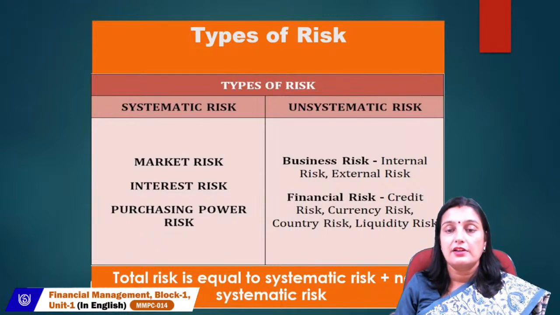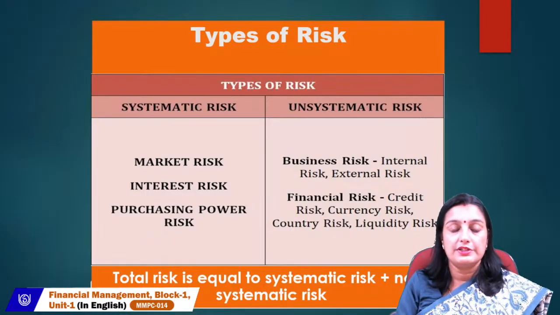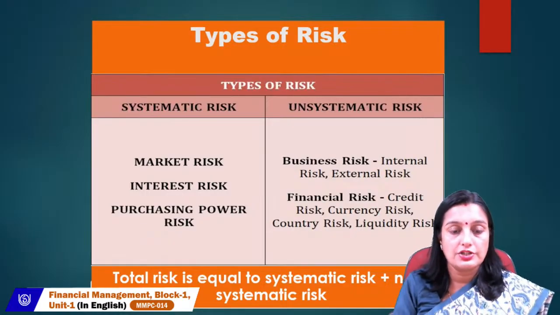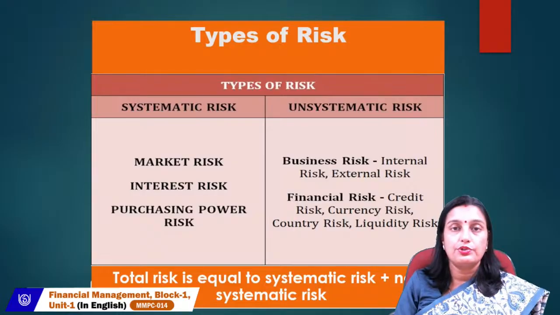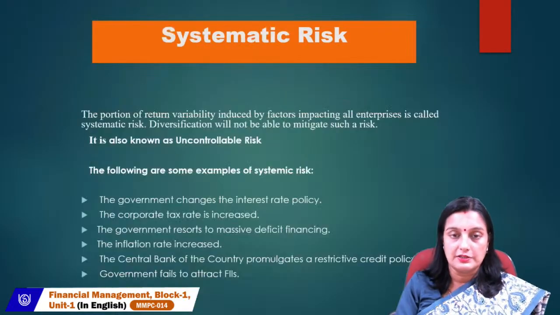One is business risk. Business risk may be internal risk or external risk, financial risk, credit risk, currency risk, country risk, and liquidity risk. So the total risk of any business or organization will be equal to both systematic risk and unsystematic risk, or non-systematic risk. So it is the sum of both systematic and non-systematic.